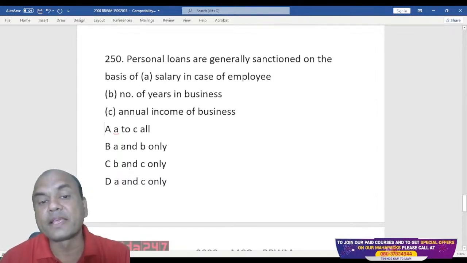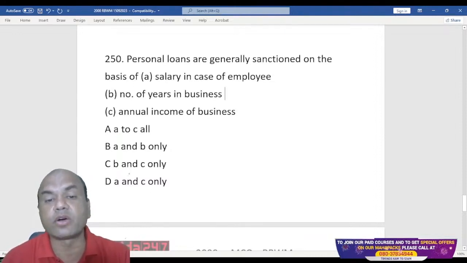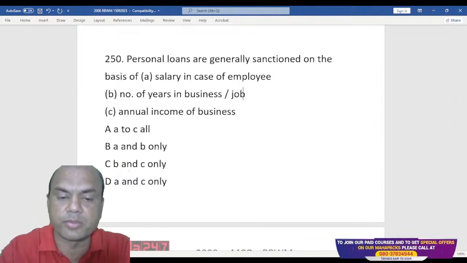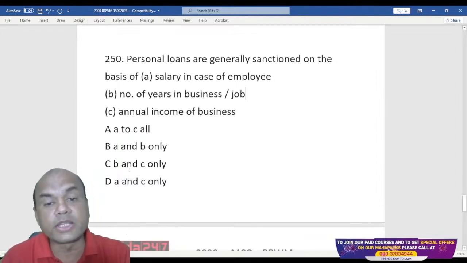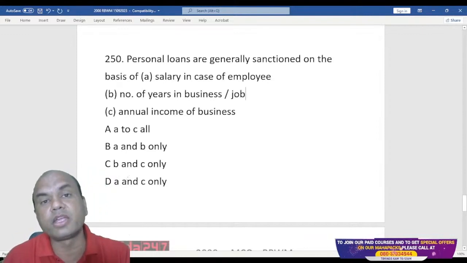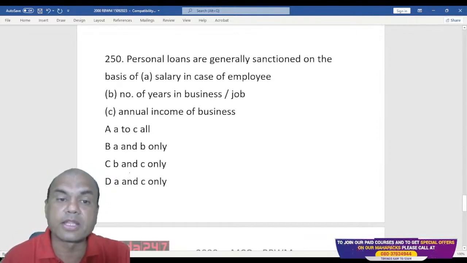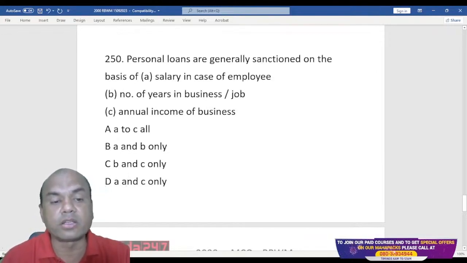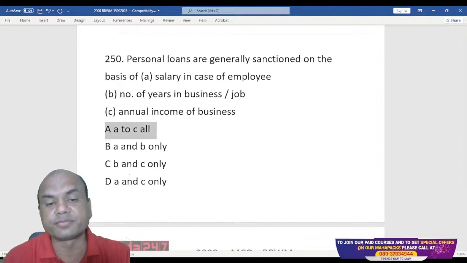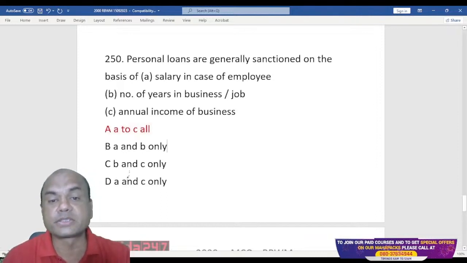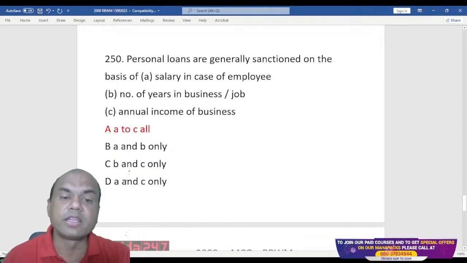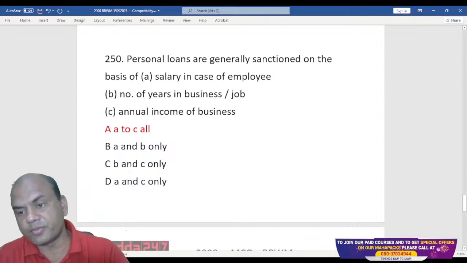But in case of an employee also, nowadays we check how many years in salary, in business, or I'll write it here, job also. Because both the things are important. Even for a salaried employee, if the job is of temporary nature, then what? So that's why A, B and C all. A to C all is the answer. Personal loans are generally sanctioned on the basis of all the three: salary, number of years and annual income. Got it? Next one.